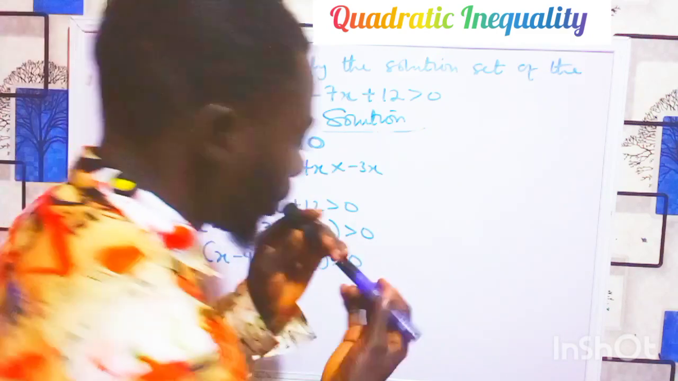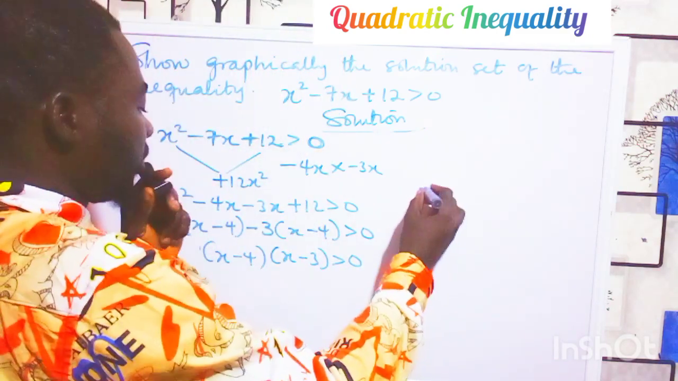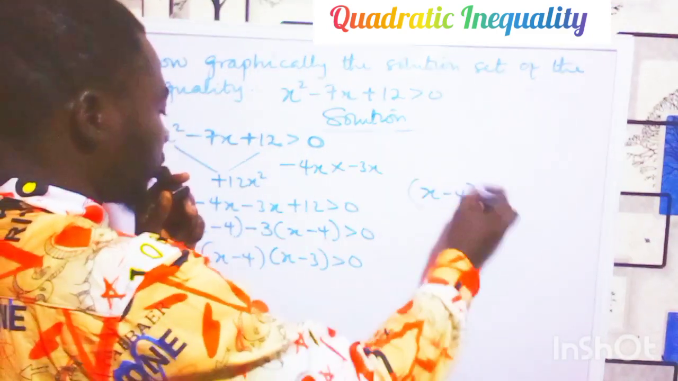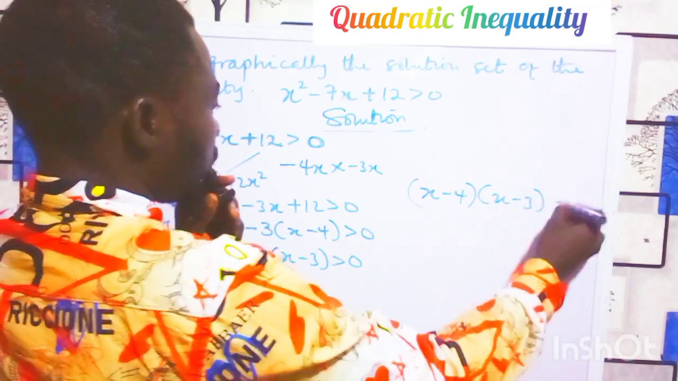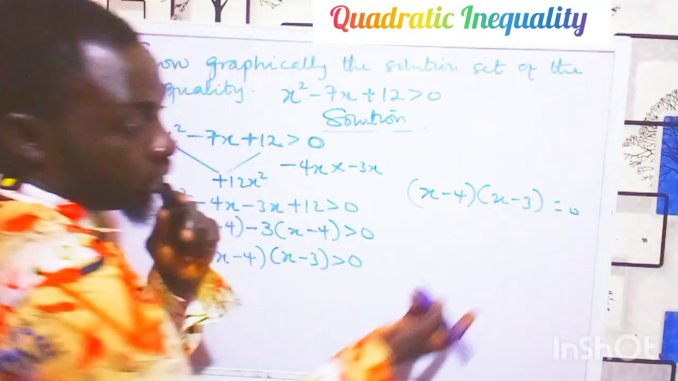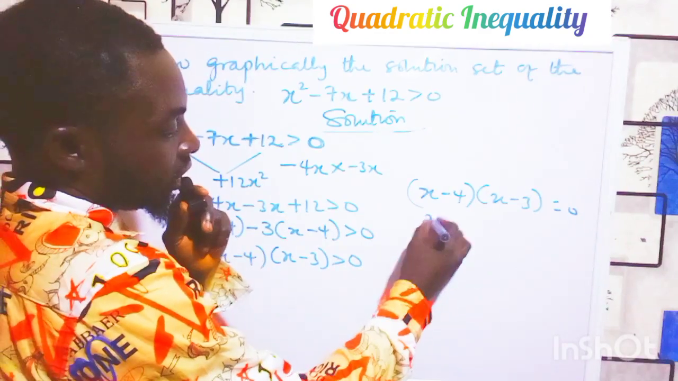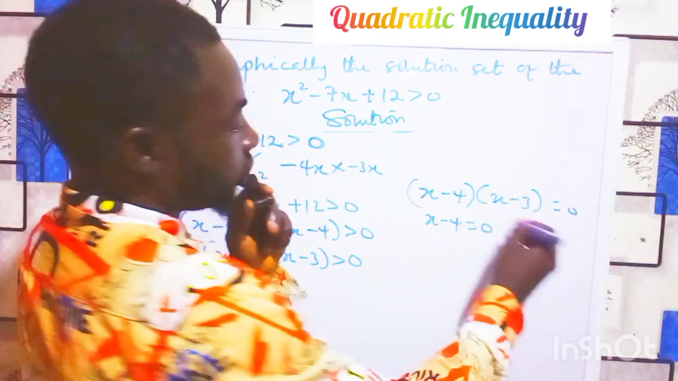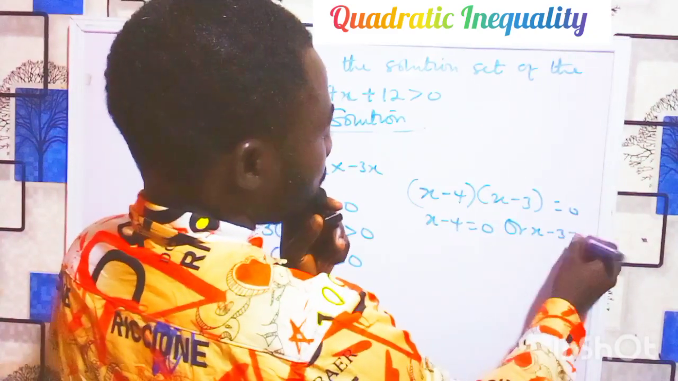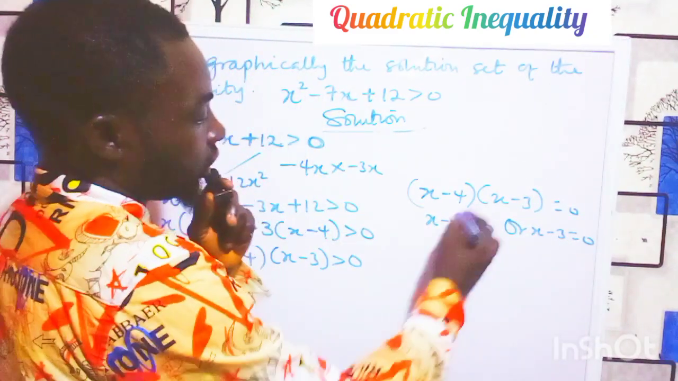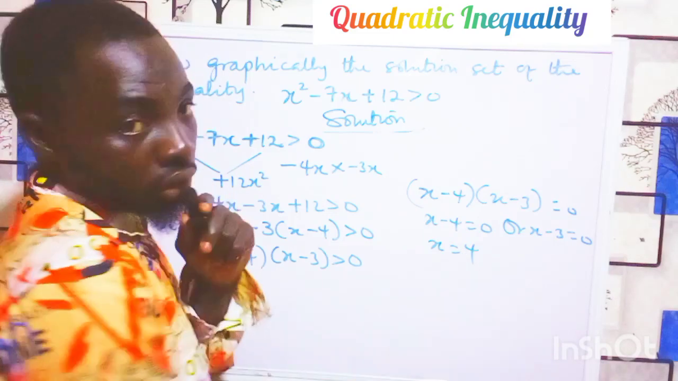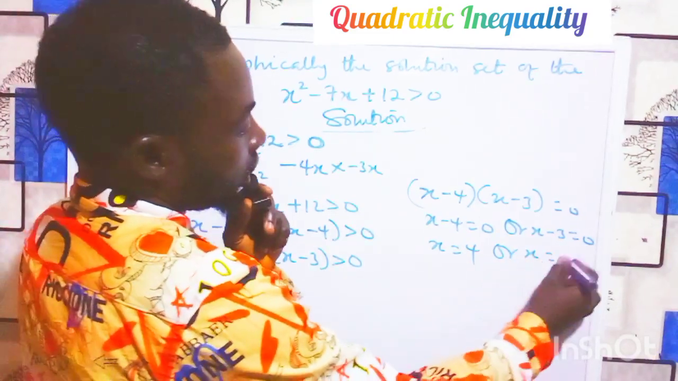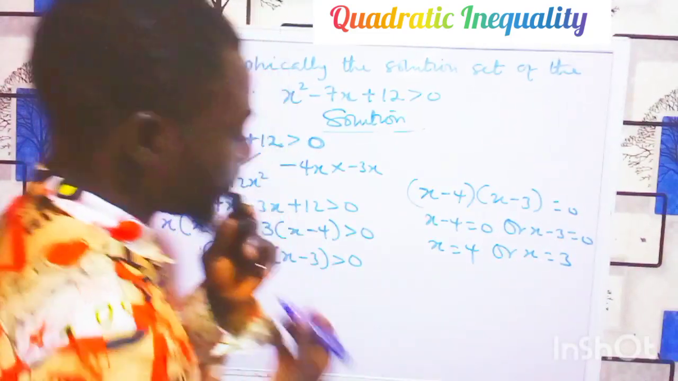Let's recall our quadratic equation. If this thing is x minus 4, x minus 3 equals to 0, you know, if it's quadratic, we are going to pick x minus 4 equals to 0 by equating each of them to 0, or x minus 3 equals to 0. Then x equals to 4, or x equals to 3. That's what you are going to do.